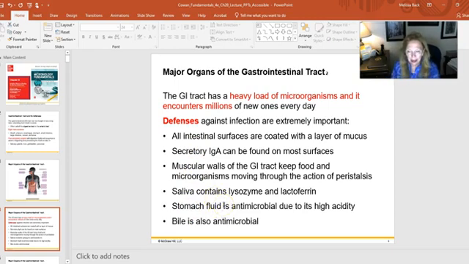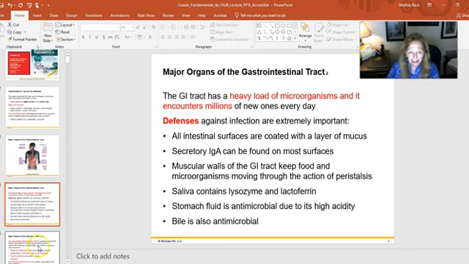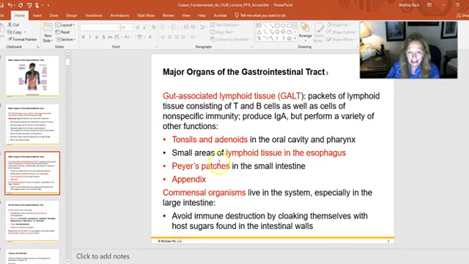That really reduces the number of microbes, but not all of them. And then bile is also antimicrobial. Bile is from the liver, we'll remember, and that has antimicrobial effects. So there are lymphatic tissues that are there just to act as sentry points that are looking for anything that's foreign and or potentially pathogenic.